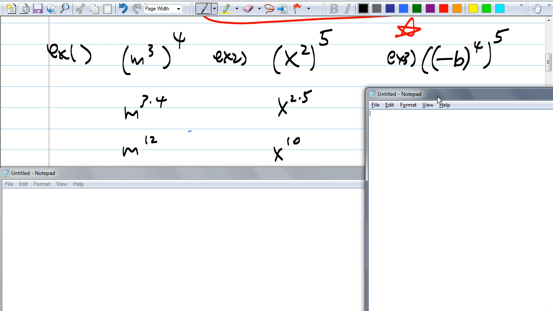Raise your hand. Good. Question, Jason? No. Okay. Anybody have any question? Okay, let's look at example 3. I put a star on this one, because there's a reason why I did that.